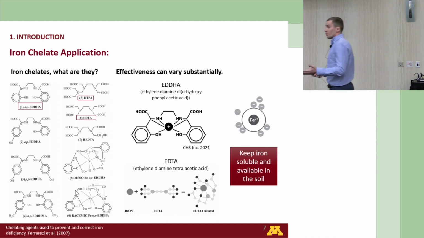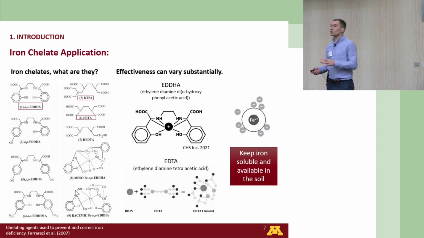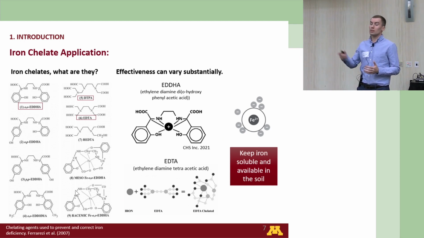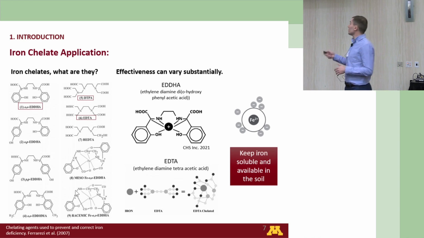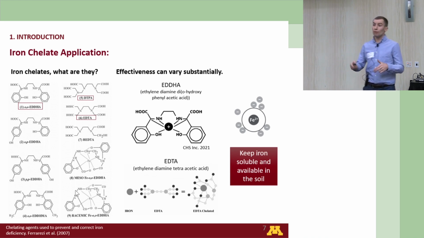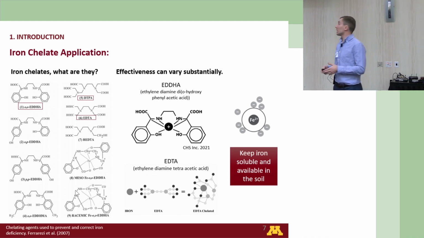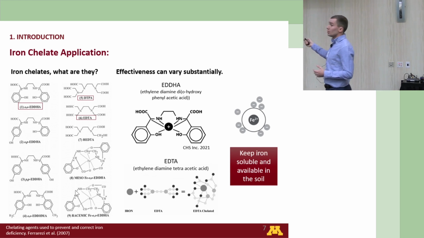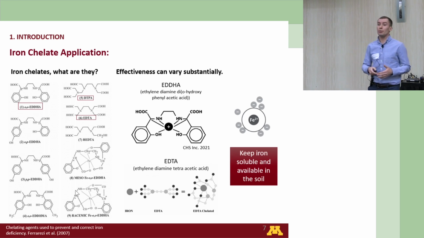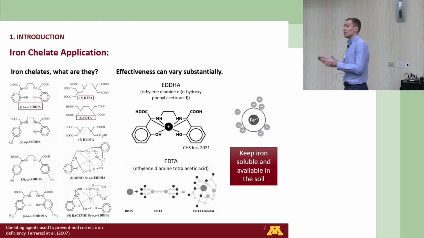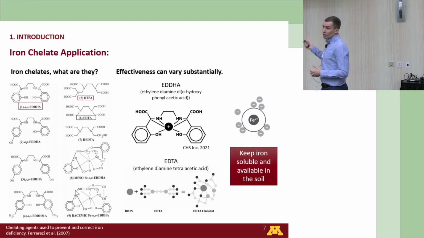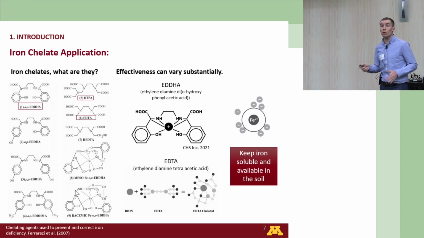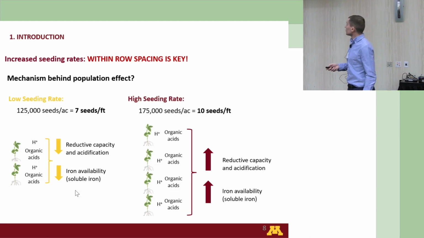Iron chelates are synthetic or naturally derived products that bind a metal cation, in this case iron, through multiple sites, protecting it from precipitation and thus keeping iron available in the soil for longer periods of time for plant uptake. I have highlighted iron EDDHA, DTPA, and EDTA because they are the most common forms of iron chelate utilized, but they vary in effectiveness. But what is important here is that iron chelates are used to keep iron soluble and available in the soil.